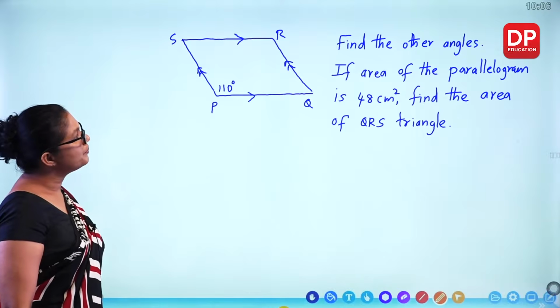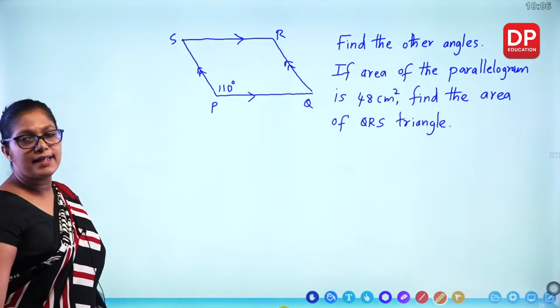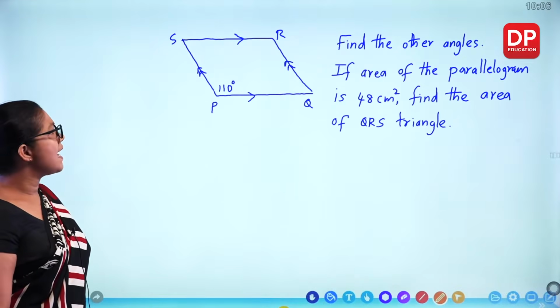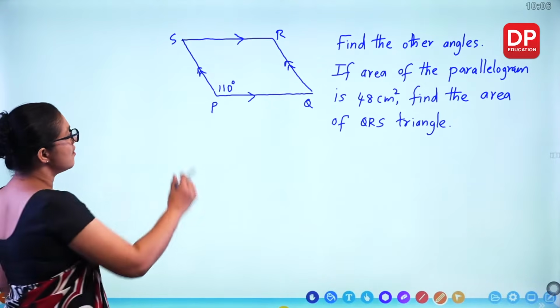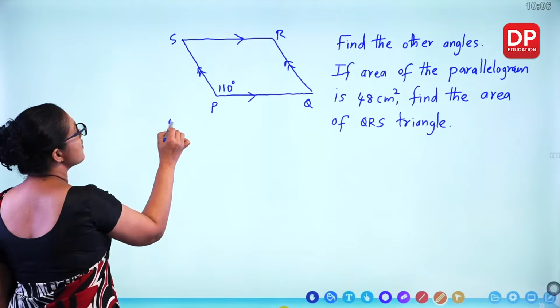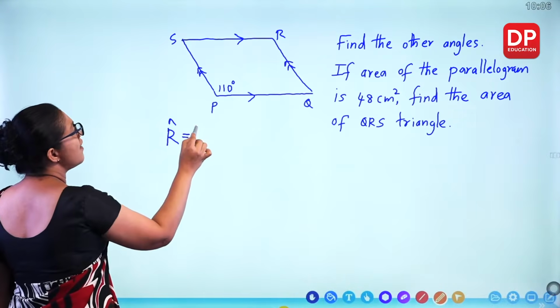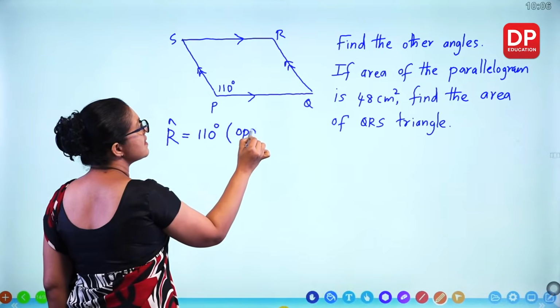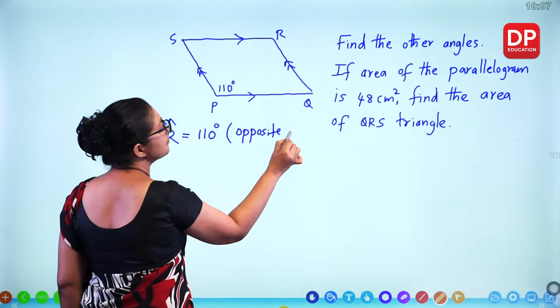Example number 2. Find the other angles. One angle is given, 110. That's angle P. Other angles, what's R? R is 110. Opposite angles are equal.